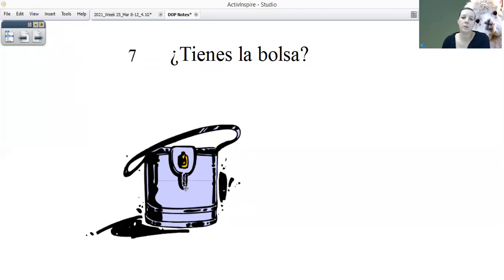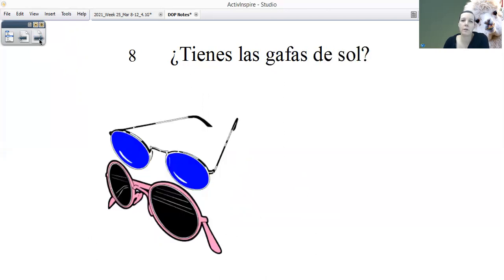Here we have bolsa, which is a purse or a bag. And la bolsa can be replaced with la. So, ¿tienes la bolsa? Sí, la tengo. And another one, gafas de sol or sunglasses. All of that could be replaced with las, right? So, ¿tienes las gafas de sol? Sí, las tengo.